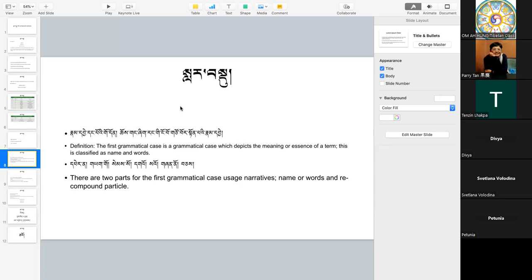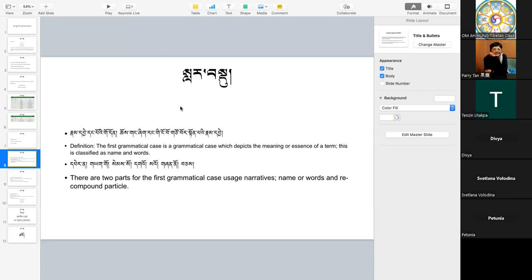So the first grammatical case is a grammatical case which depicts, meaning it shows. What does it show? When we say depict, it is similar to saying it functions. It does this job. So what does it do? It shows the meaning or essence. Essence is similar to meaning. These are two similar words in this context, so essence and meaning are the same here.